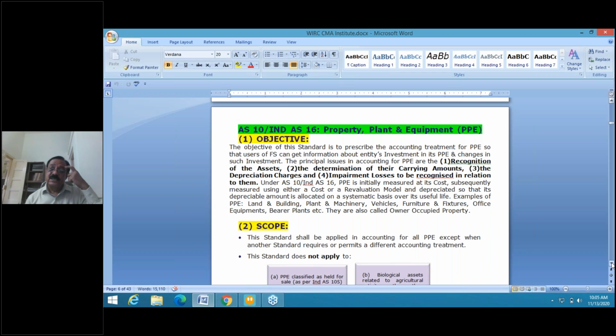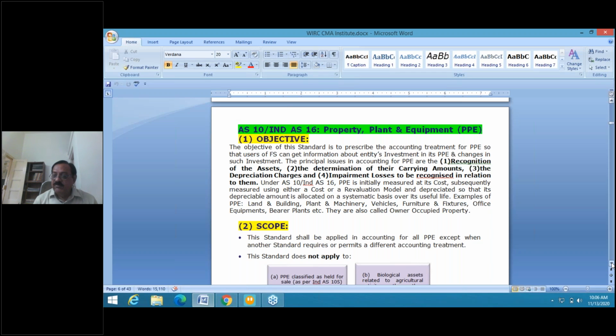Friend, before starting, I will advise you to go through the limits for application of Ind AS. 500 crores and more, 250 crores and more. Those limits you should first understand, because questions can be asked from this part also. Now let us understand, friend, this Ind AS 16, property, plant, equipment. Shortly, I will call it as PPE.